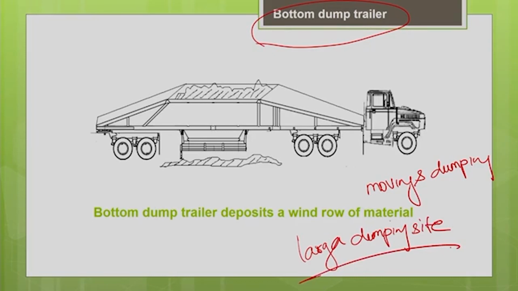You need a larger dumping site so that this trailer can easily deposit the material in windrows. They call it windrows. So, you can deposit the material in layers uniformly with these bottom dump trailers. Wherever you want to dump the material over a larger area and spread it uniformly in layers, then you can go for this bottom dump trailer. Since it is moving as well as dumping, you can see that the dumping time is relatively less when compared to the rear dumping trucks.